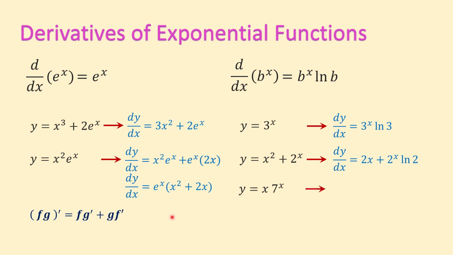So derivative of this function is, we write the first function x, we multiply it by derivative of the second function. Derivative of 7 to the x is 7 to the x ln of 7 plus write the second function 7 to the x times derivative of first function. Derivative of x is 1. And if we factor 7 to the x from the first and second term, we can rewrite the answer 7 to the x times x ln of 7 plus 1.